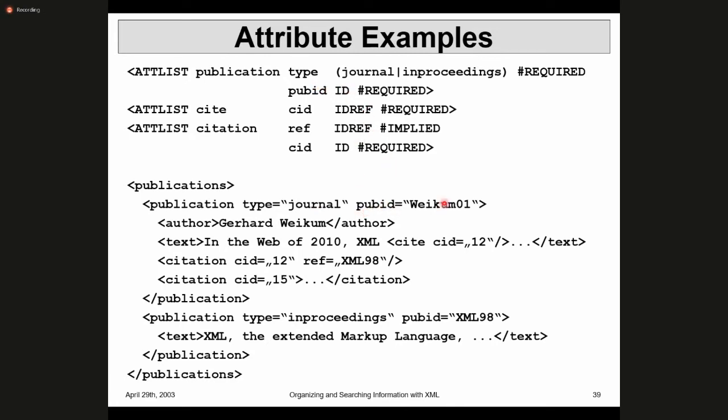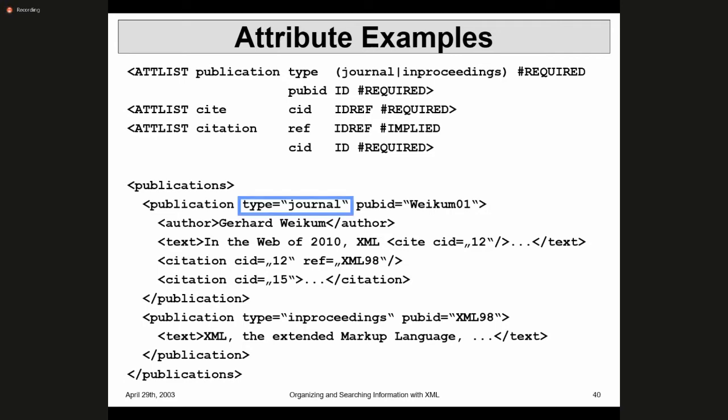That means this publication ID can only be used in this publication element. If you are defining another publication, you have to use another unique ID like this. And then the siteID is a reference to another element. So siteID is referencing XML98, that is this second publication. Likewise, this is how you use attributes.